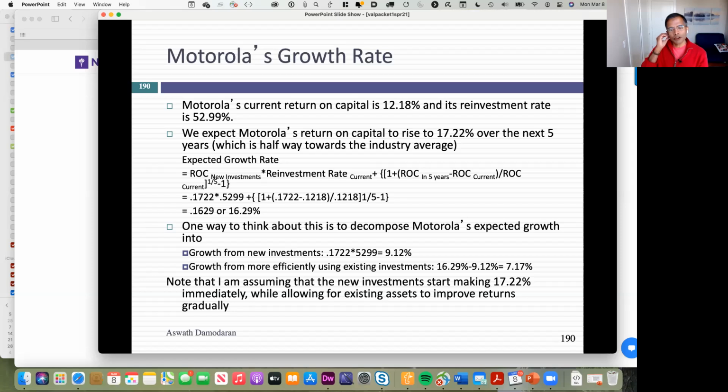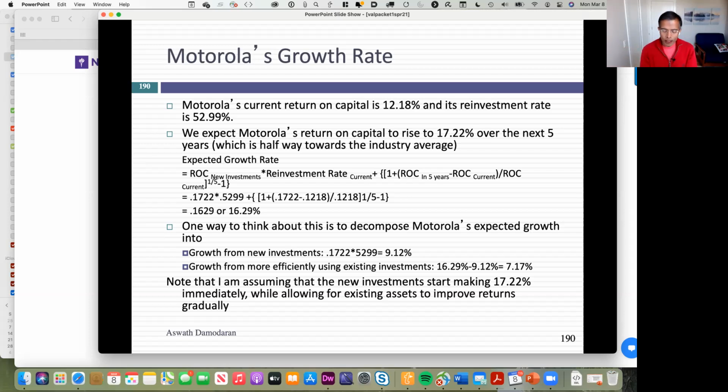Remember the Motorola growth rate I showed you in 99? 12% return on capital, 53% reinvestment rate. At the time that I was looking at Motorola, and this is a good point to make about not trusting historical returns, I was looking at the 12%, but I was also looking at trend lines. And Motorola had improved its return on capital over the previous few years. And management had a pretty good plan to improve its return on capital going forward. So let's say my view is that Motorola can improve its return on capital from 12% to 17.22%, which is the industry average over the next 5 years.